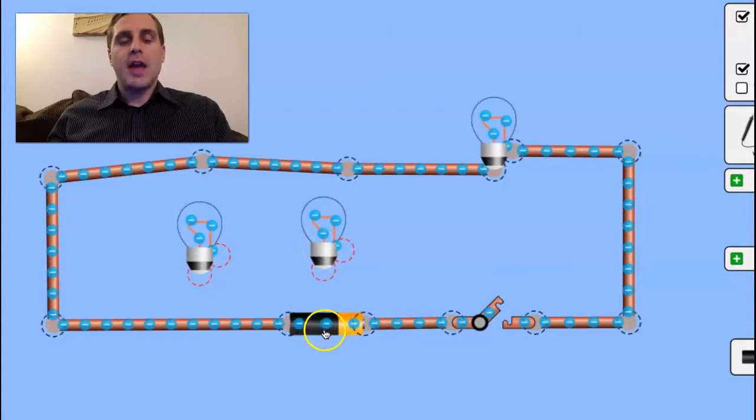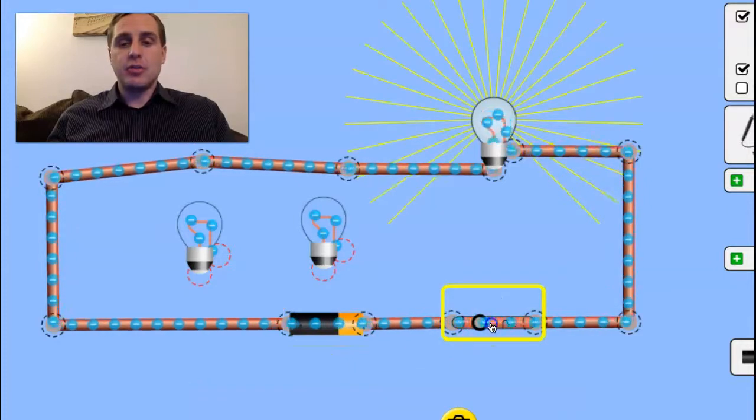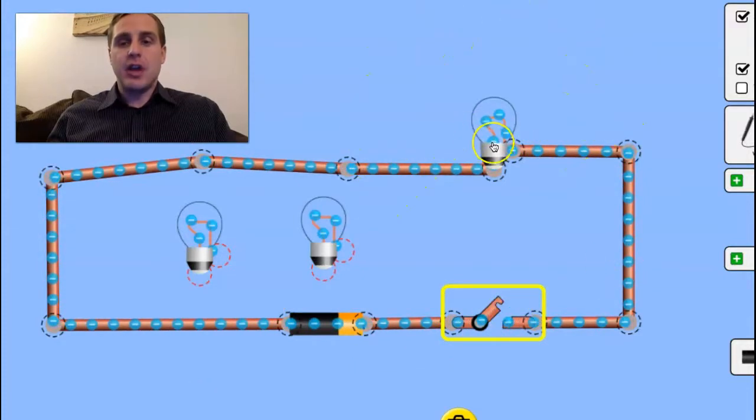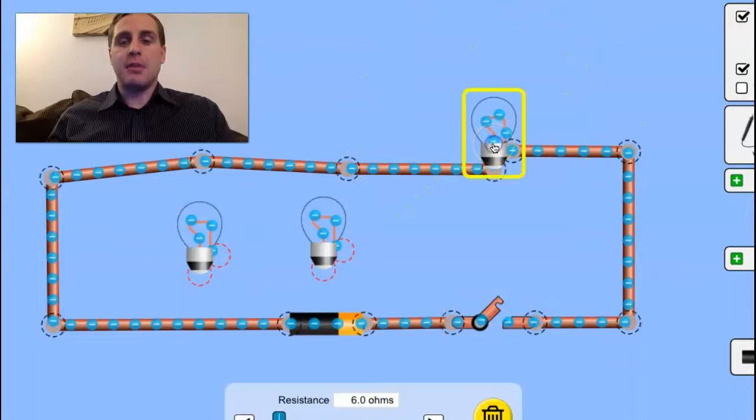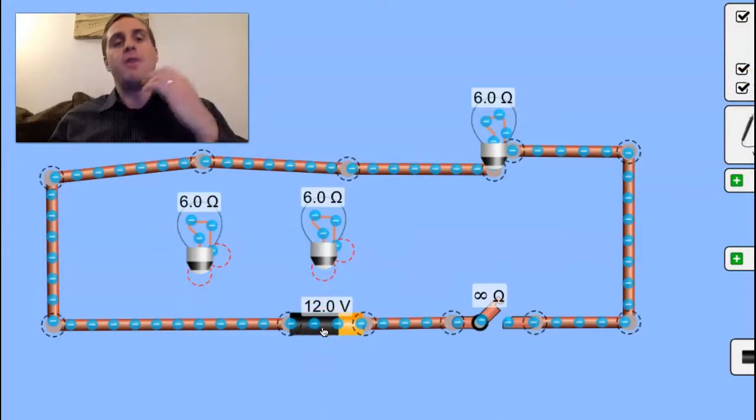We have a battery, which I will discuss here in just a moment. We have a switch, and we also have a light bulb, okay? And we can control the values of each of those. So if I look at the values, notice that the battery has units of voltage.